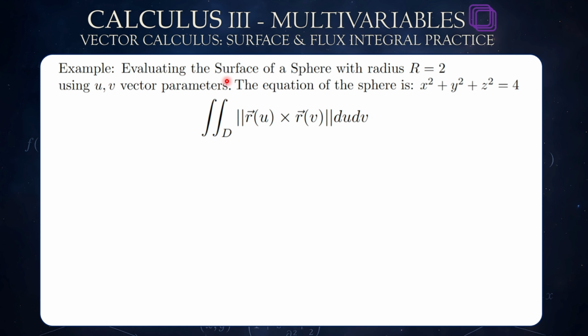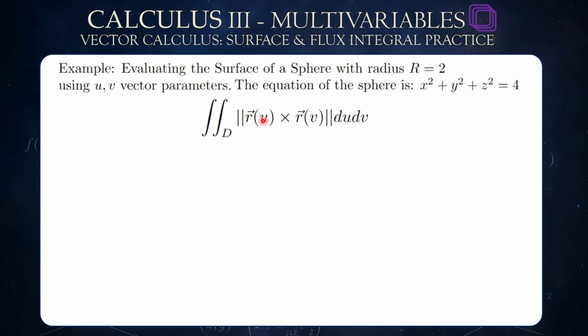Example, evaluating the surface of a sphere with radius r equal to 2 using u and v vector parameters. The equation of the sphere is x squared plus y squared plus z squared equal to 4. Now, what we're talking about is the surface layer of the sphere. That's the surface not of a sectional disk of the sphere, but rather it is the sphere itself from the outside. We are evaluating its surface. The formula for that, by the way, is 4 pi r squared. So let's evaluate it using a surface integral.